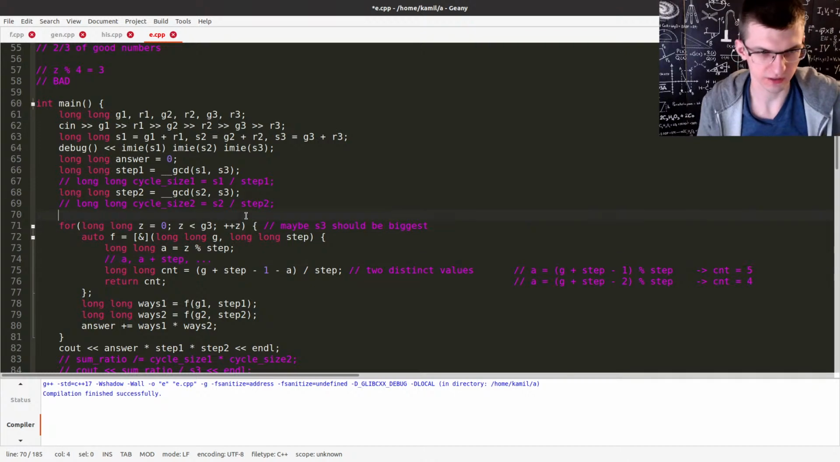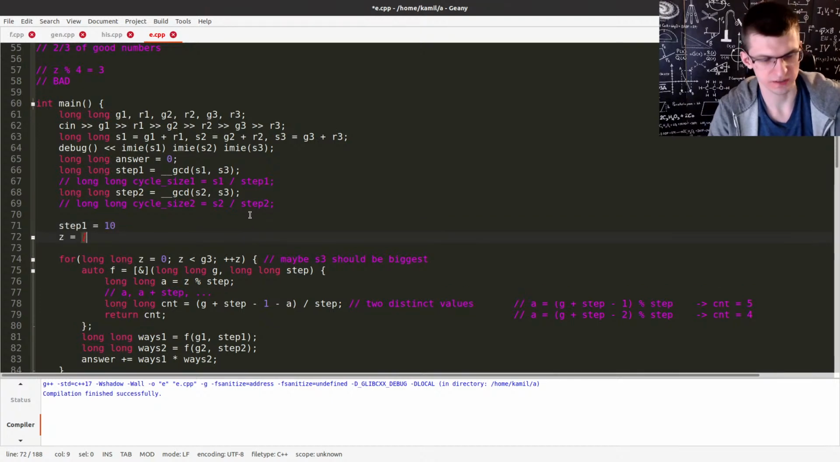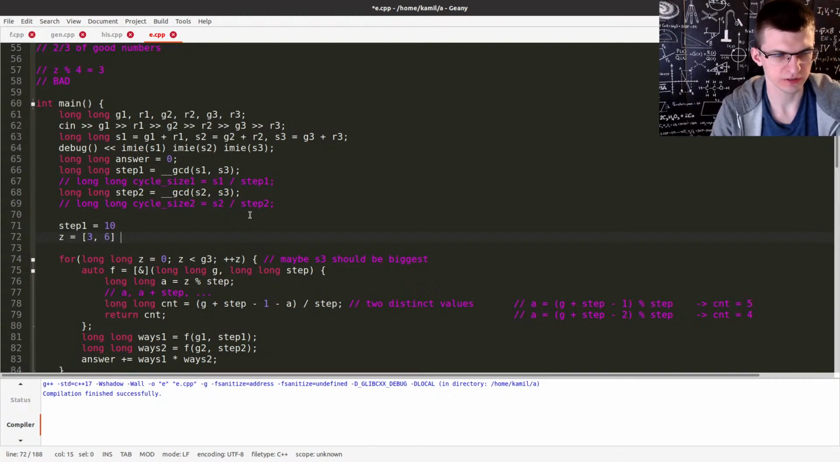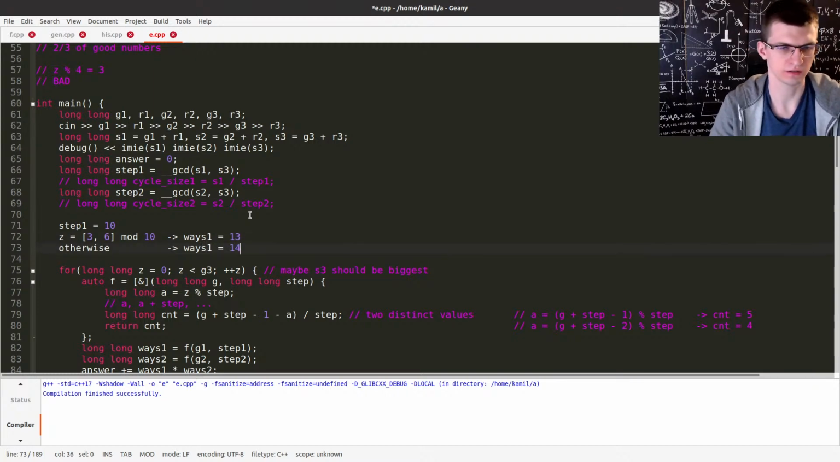We'll have a condition like this. Z is equal to some range. Let's say step 1 is 10. Then if G is maybe from 3 to 6, modulo 10, then ways 1 is 6, or just 13. Why not? Yeah, that's possible. And otherwise, ways 1 is 40.